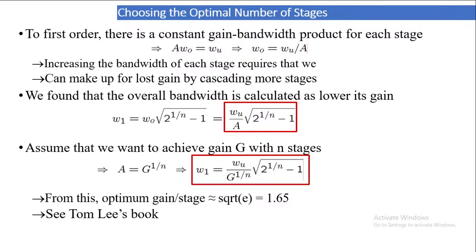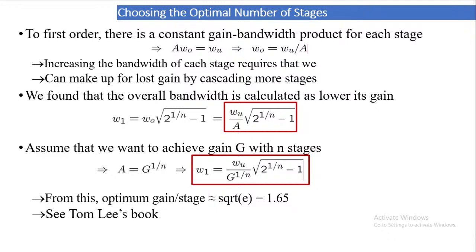This we have found out. Now omega 0 is equal to omega u by A. So that we can put. So omega 1 is equal to omega u by A root over of 2 to the power 1 by n minus 1. Assume that we want to achieve gain G with n number of stages.